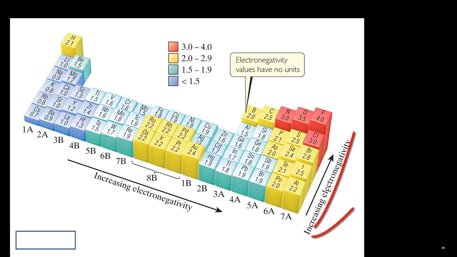Second trend that you see is that as you go down the periodic table, the electronegativity decreases. Remember, as we go down the periodic table, we're going out in energy levels. So our distance from the nucleus to the outermost electrons is going to be increasing.